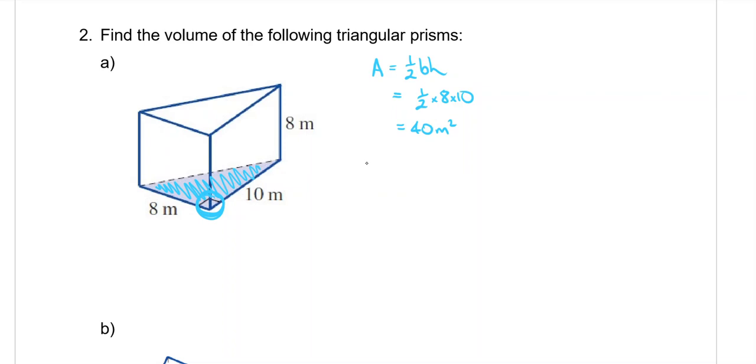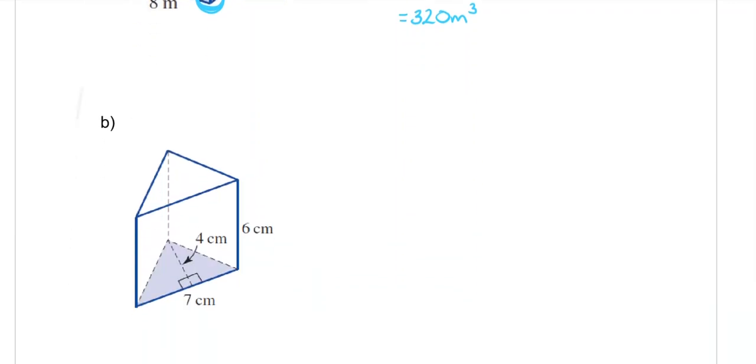Now that I've calculated that, I can find the volume. Volume is equal to A times H. I've worked out that the A is 40, and the H is going to be the height of this prism, which is the 8. 40 times 8 is 320 meters cubed.